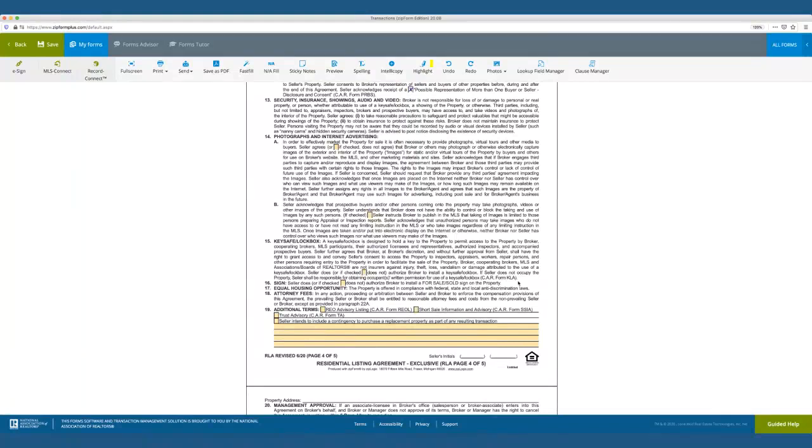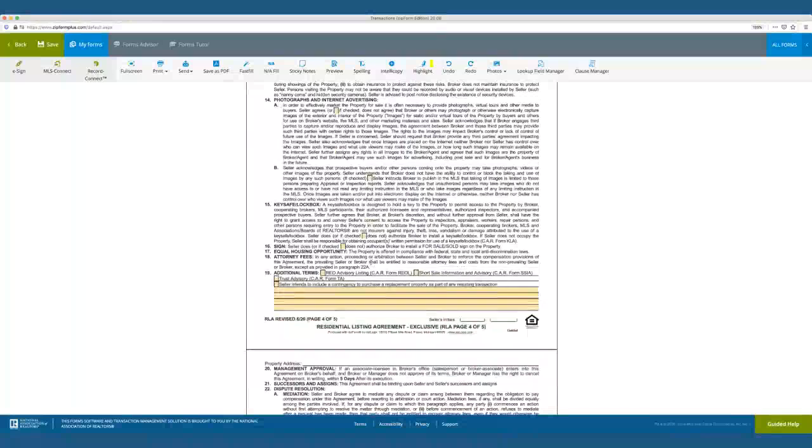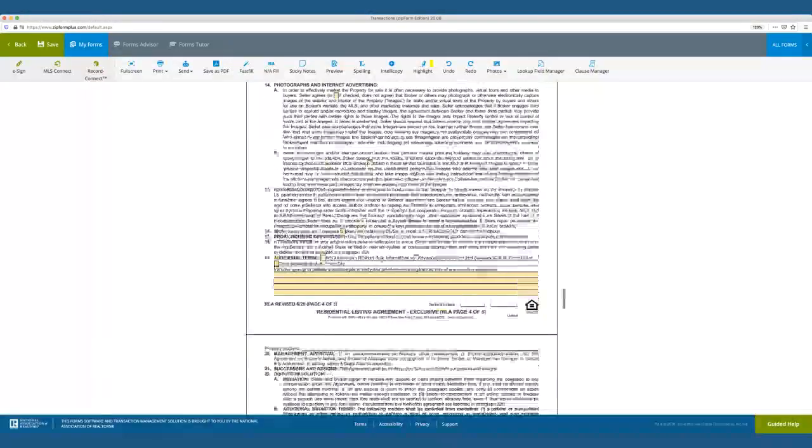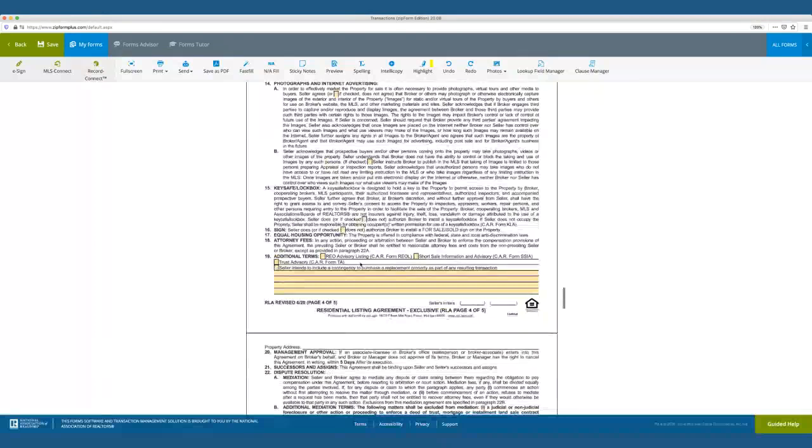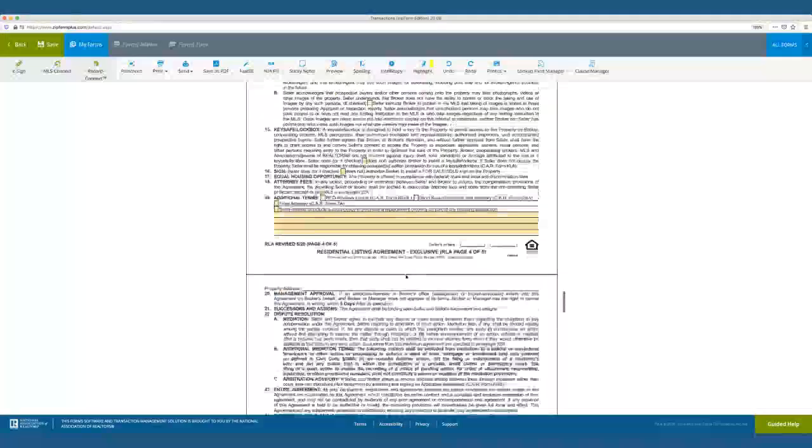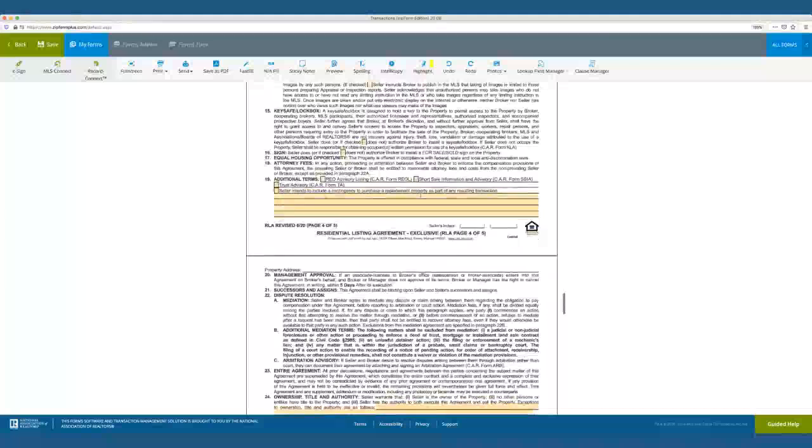So sign, if the seller doesn't want to sign. We're equal housing opportunity. We don't discriminate. Attorney's fees: in any action, the prevailing person gets the fees. If we're adding any addendums, or if it's a trust, you would add it, or an REO, short sale. If it's contingent on the purchase of a replacement property, make sure that's a part of this agreement.